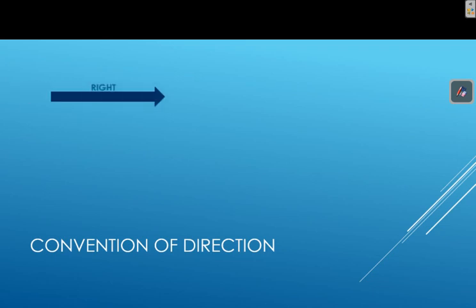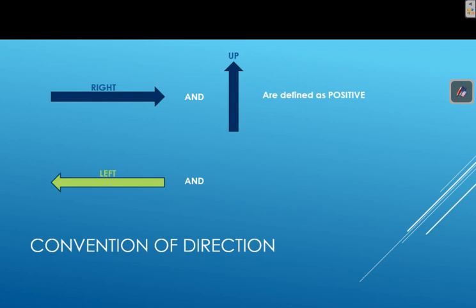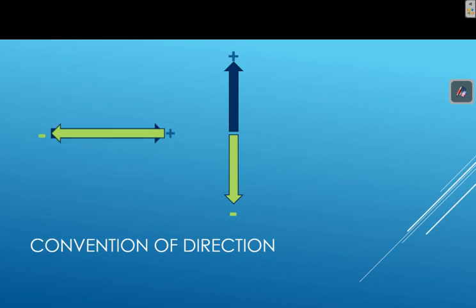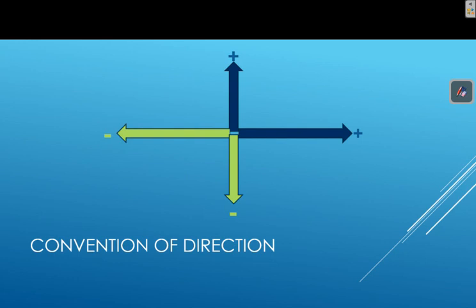When we have a vector that points to the right or we have a vector that points up, we say that that vector is positive. On the other hand, if we have a vector pointing to the left or if it's pointing down, we define that as negative. So right now, if you remember your Cartesian coordinate system, the positive x direction and the positive y direction are the blue vectors, or the blue arrows, and then negative x and negative y are the green arrows there.